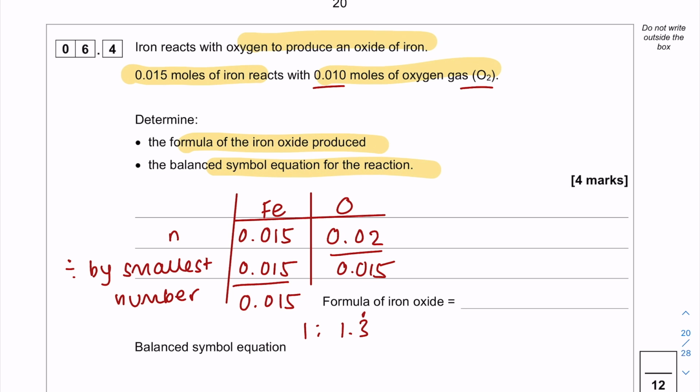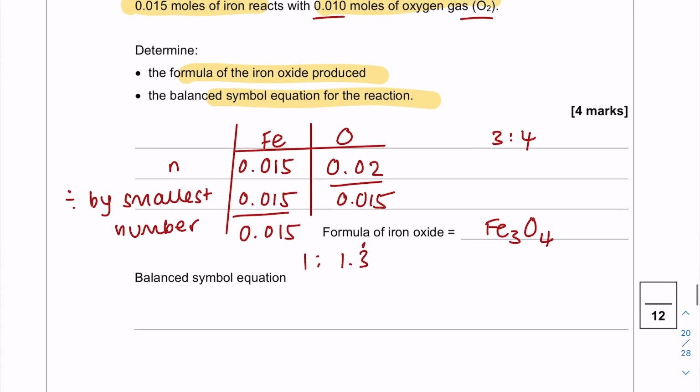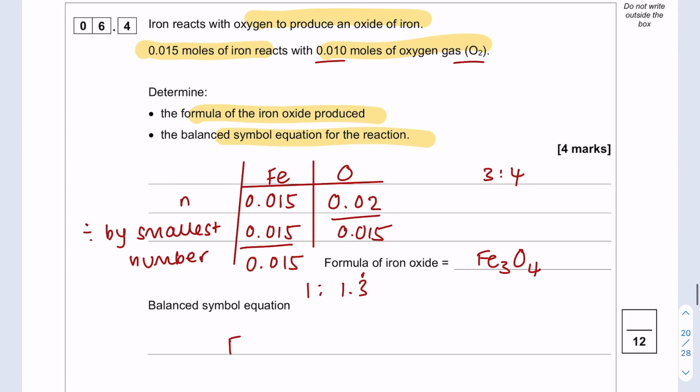And then because it's a ratio, we need to have this in terms of whole numbers. Multiply both of these numbers by 3 to get a ratio of 3 to 4. And so actually our formula of iron oxide is Fe3O4. And then we want the balanced symbol equation. So we've got iron reacting with oxygen, which we've been given the formula of. We know it makes Fe3O4.